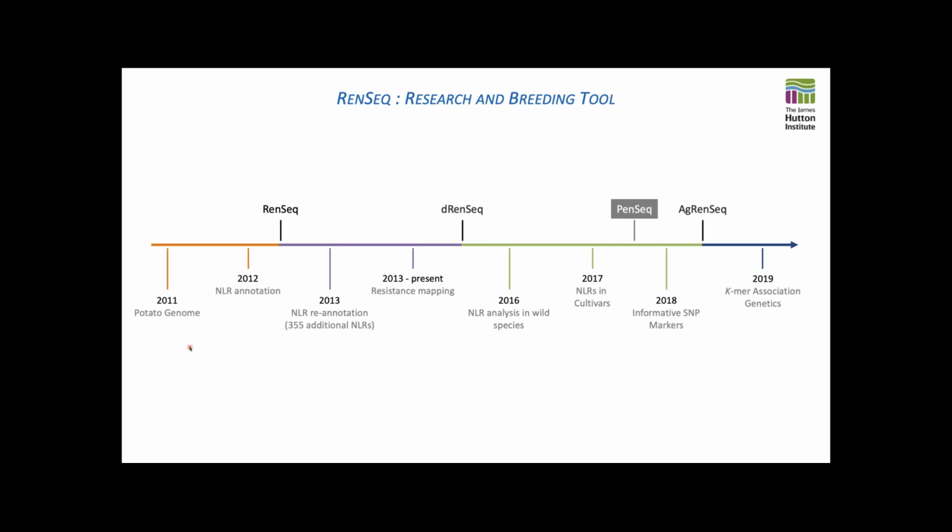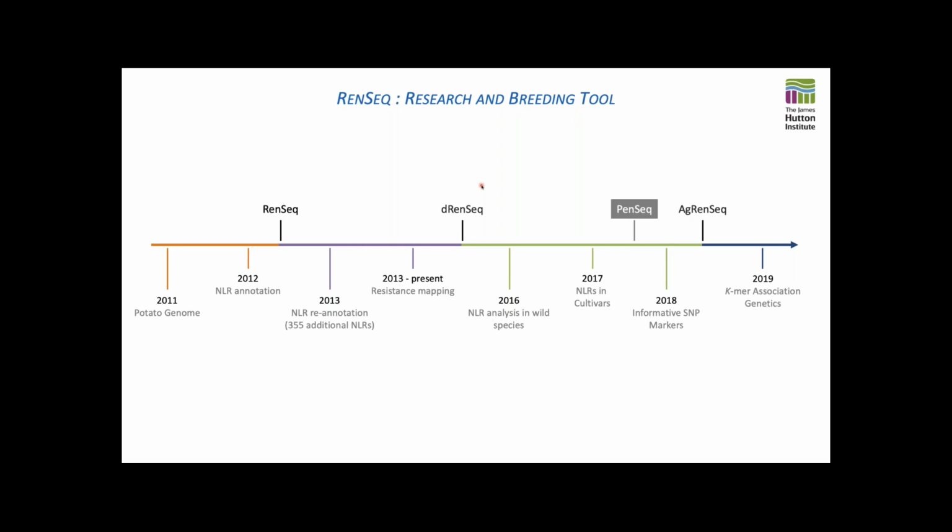And we've been using RenSeq ever since to, for example, map resistances against different pathogens. We've also developed a different analysis. We call it diagnostic RenSeq or D-RenSeq. And that has the advantage that it allows us to look for known functional resistance genes, either in wild species or in established cultivars. And that's something breeders are very, very keen on.